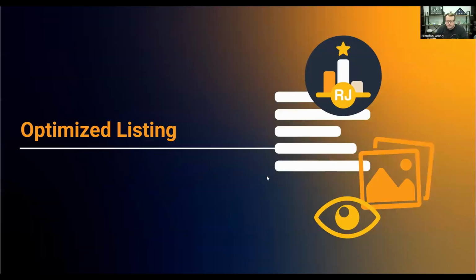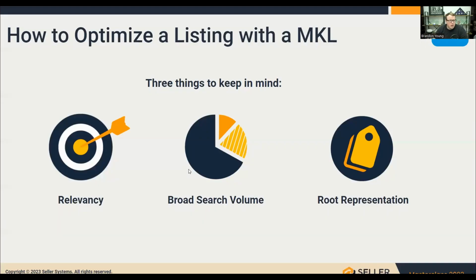It's to upstream the keyword research into the listing that's going to have the best chances for ranking and the highest ranking juice, so that you can optimize and maximize your returns. So let's go ahead and jump back into this presentation and get going. So, how to optimize a listing with a master keyword list.